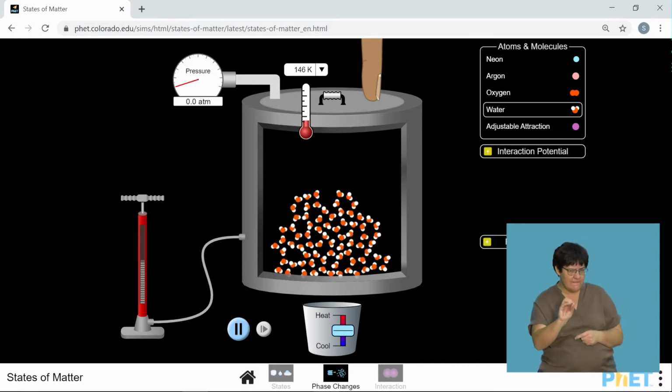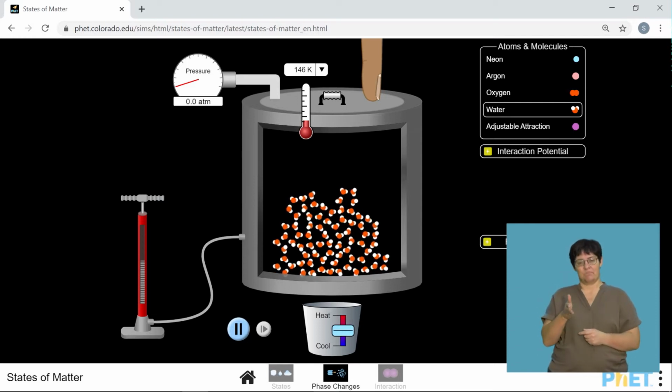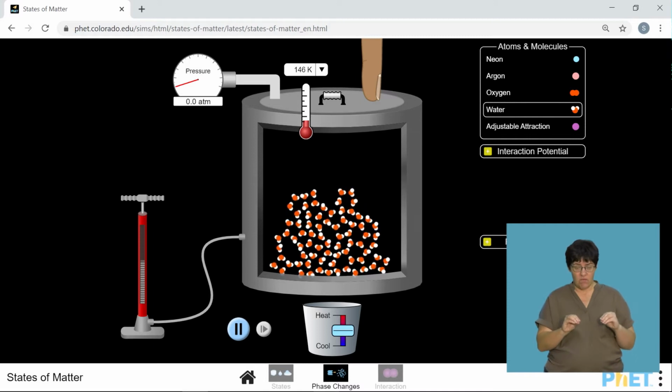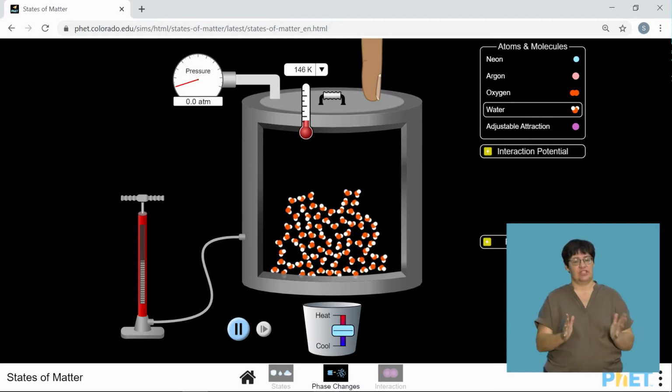Maybe that's the first question that we need to ask ourselves. Yes, indeed, they are in motion. But to what extent do these particles move? They are only vibrating within a fixed position, okay?